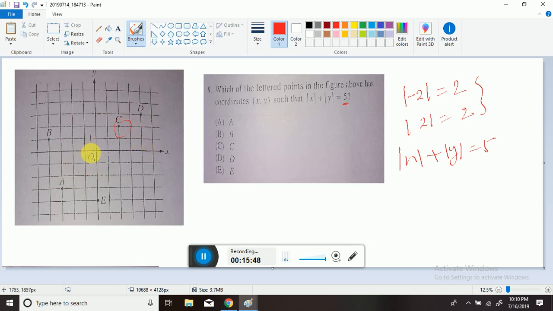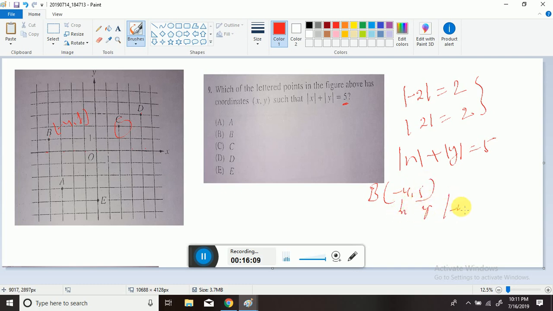Here the coordinate of b is (-4, 1). X is negative and y is positive. So 4 plus 1 is 5. But the minus on y is discarded because it's a modulus. Now the coordinate of b is how much? B is (-4, 1), where -4 is x and 1 is y.